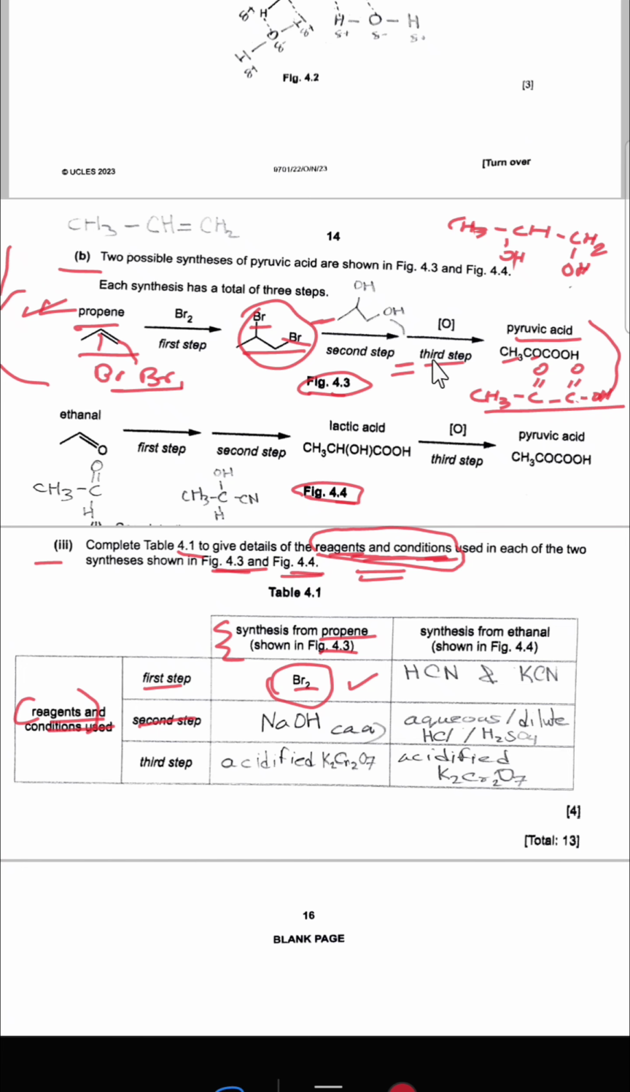Then we see that on the third step, oxidation occurs. As an oxidation reaction occurs, obviously it occurs in presence of acidified K2Cr2O7. Whenever it is an oxidation reaction, it will always occur in presence of K2Cr2O7 or acidified K2Cr2O7. Thus, after oxidation, this product is formed, that is CH3COCOOH.